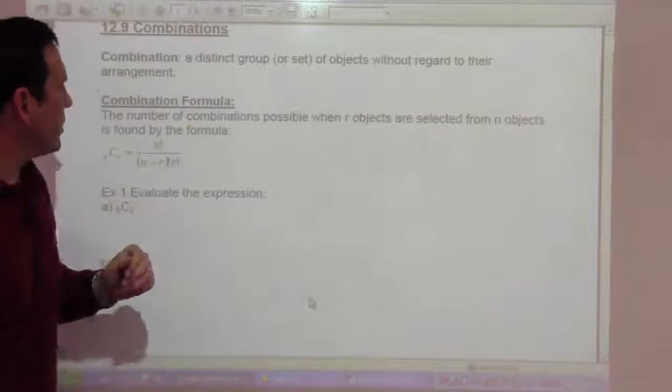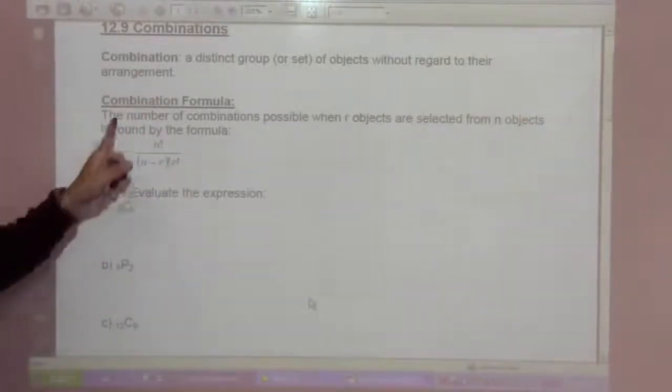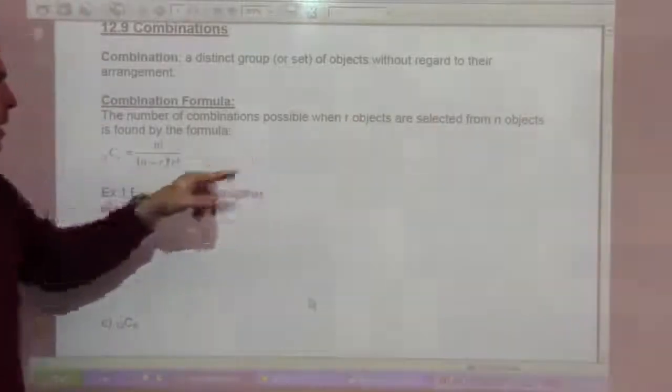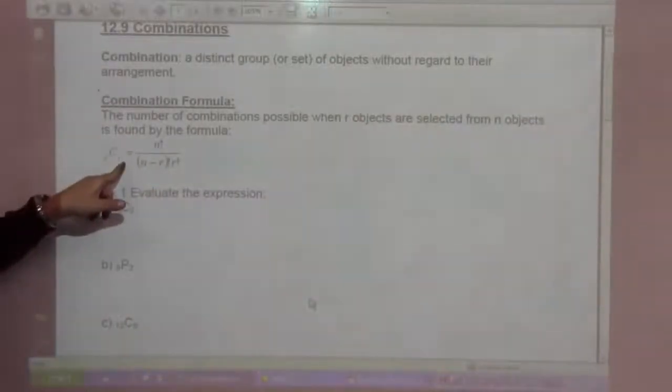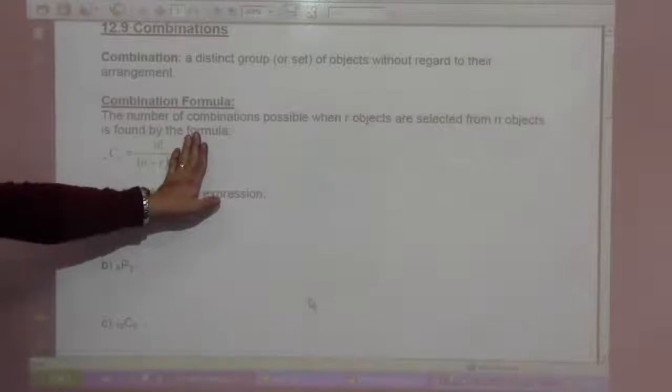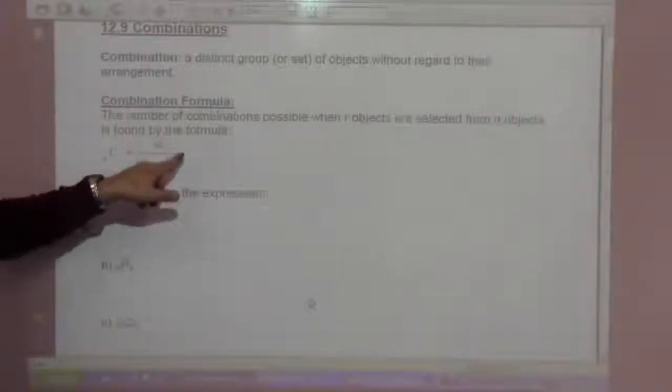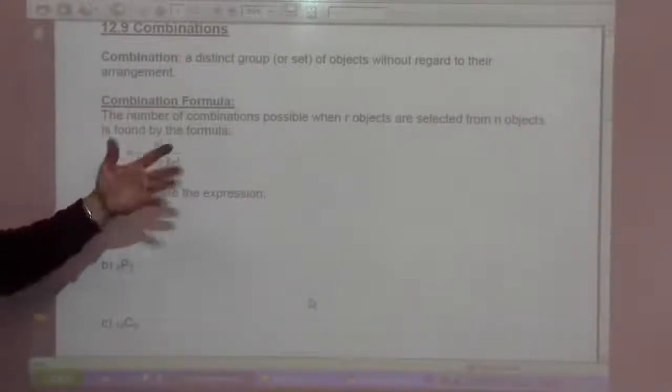So these are combinations. The formula for combination: the number of combinations possible when R objects are selected from N objects is found by NCR, which, so that part right there looks just like the permutation formula. So it's N factorial over N minus R factorial. Then we divide by R factorial. This takes out which one came first.